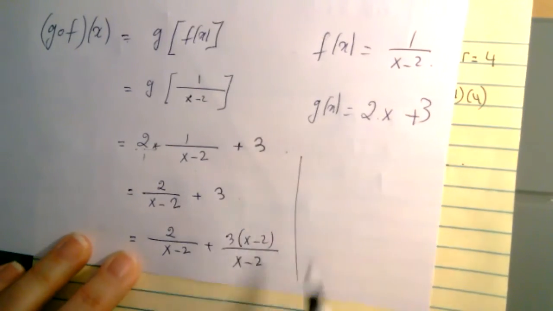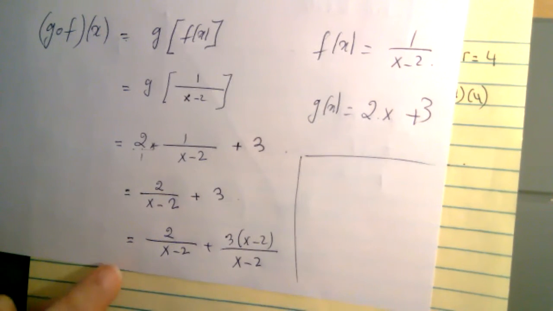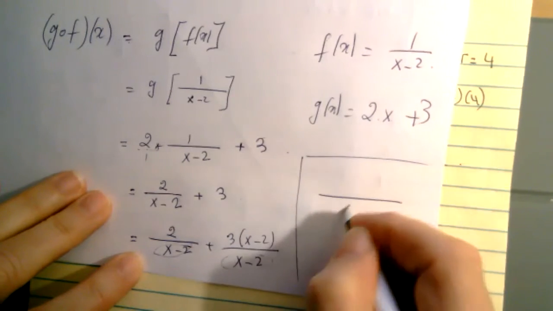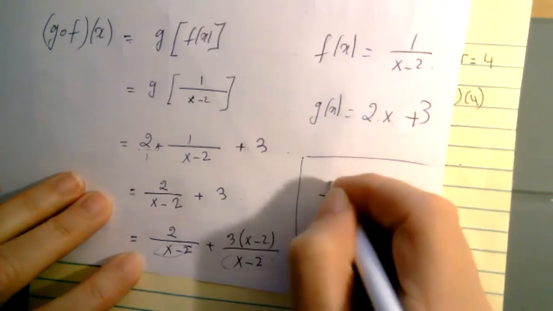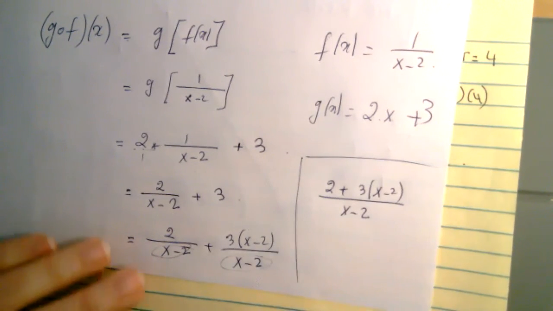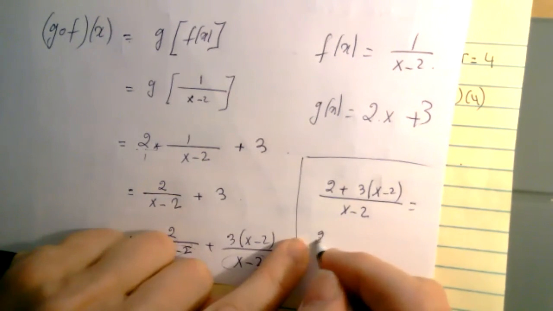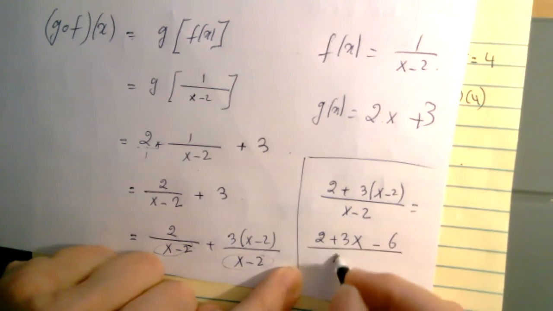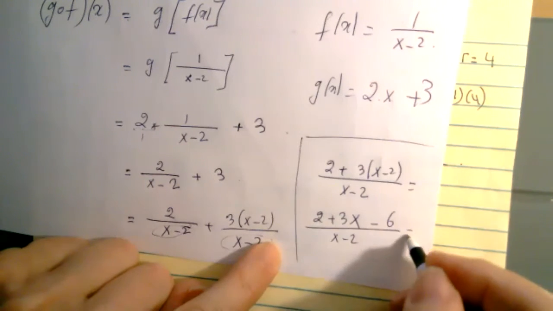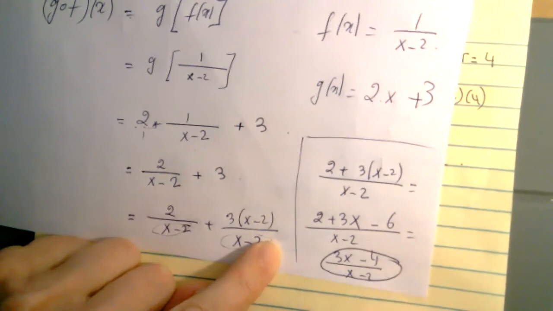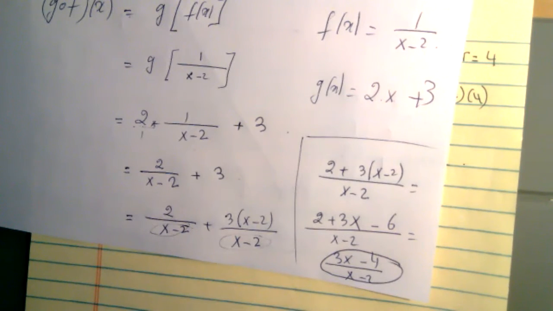So I'm finding a common denominator. The reason for common denominator is we can combine the numerator. So now I can combine those, and I get 2 plus 3 times x minus 2. Now I'm going to distribute. I will get 2 plus 3x minus 6 over x minus 2. And finally, at this stage, I'm doing algebra, and that's going to give me this quantity down there. Okay, so that's the idea of composition of two functions.